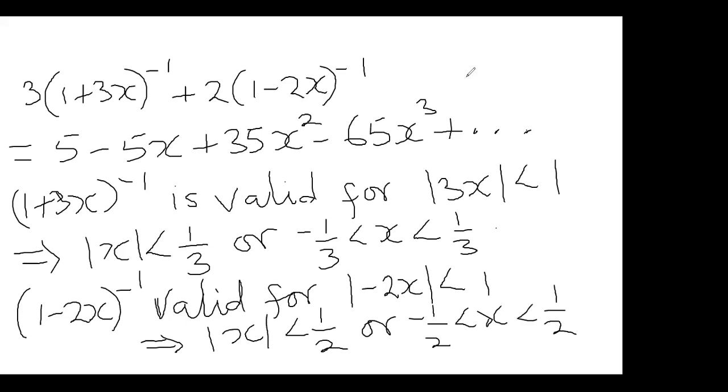So then we want, these are the validities for each of the binomials. Now we want the set of values for which the sum of those binomials is valid. So it means that the values of x should satisfy both absolute value of x less than 1 over 3 and the absolute value of x less than half, meaning that we are getting the intersection set of the two sets. And what's that intersection set?